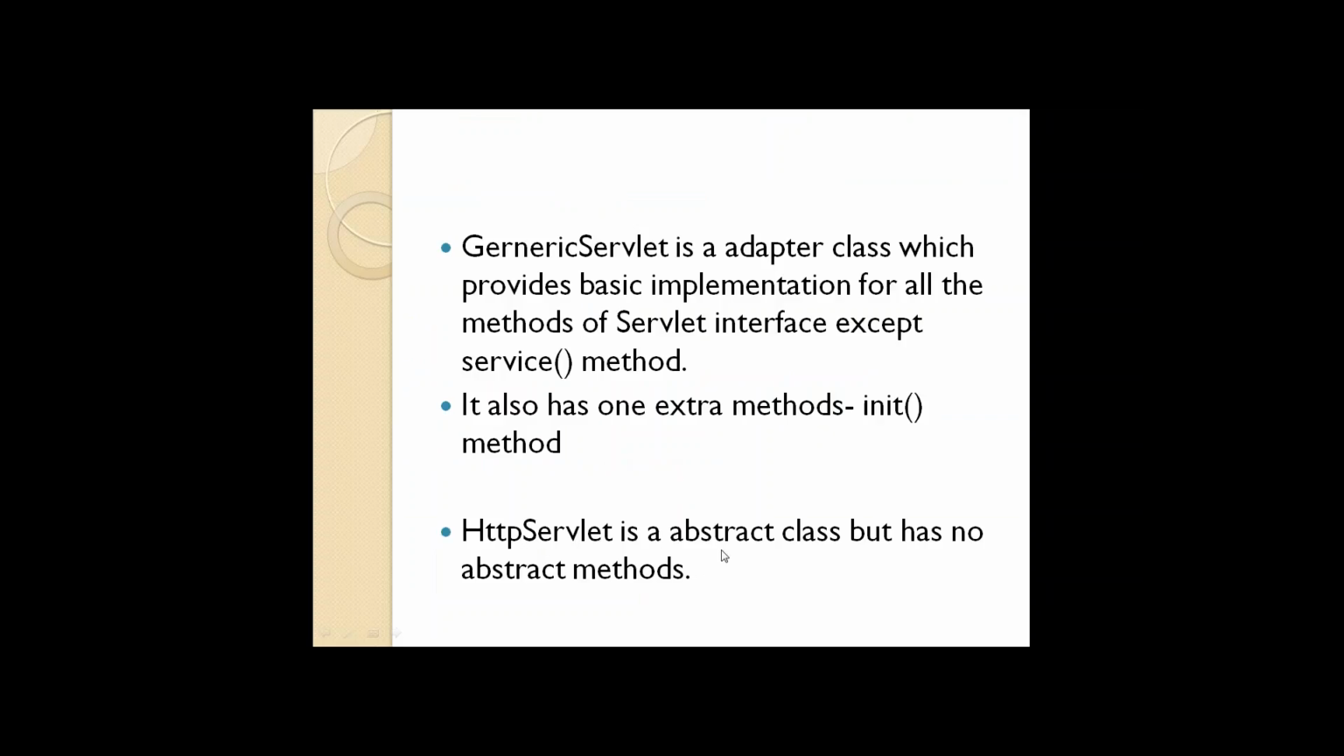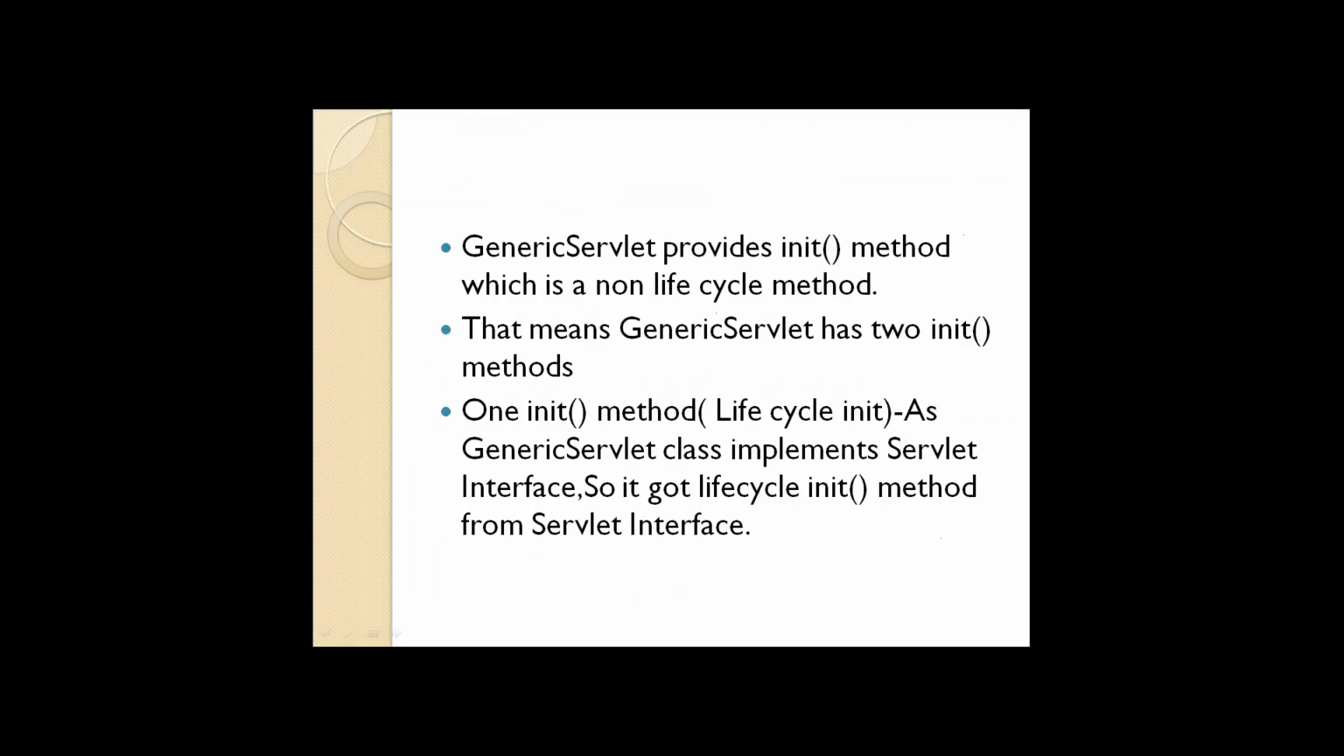HTTP servlet is an abstract class, but it does not have any abstract method. We'll come to this in HTTP servlet. Now have a look. Generic servlet provides an init method which is non-lifecycle init. That means generic servlet is having a total of two init methods. One init method is the lifecycle init. As generic servlet implements the servlet interface, it got the lifecycle init from the servlet interface. So it ultimately has two init methods. One is lifecycle init and another one is non-lifecycle, which is given by its own.